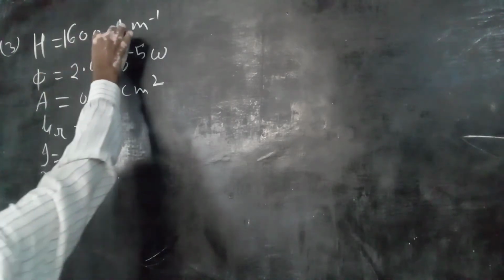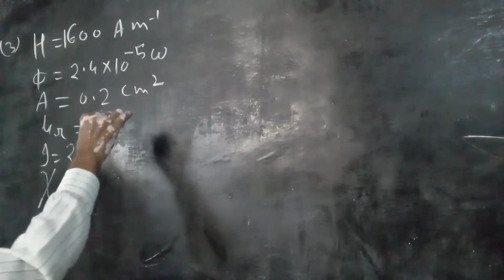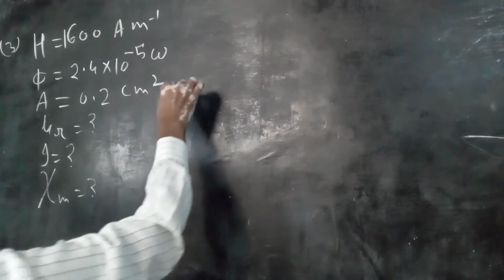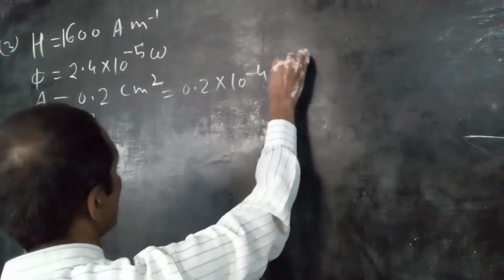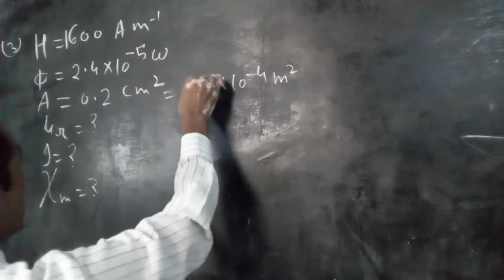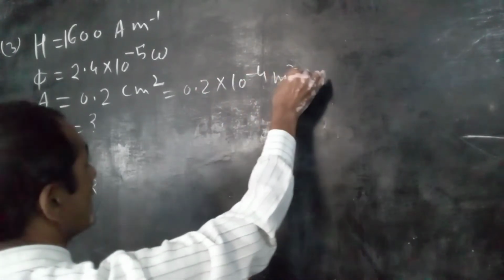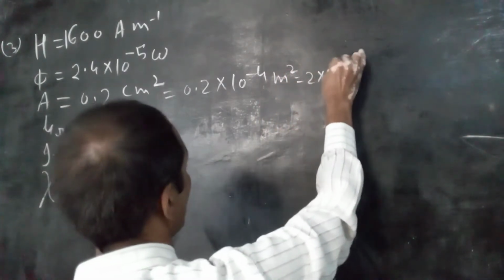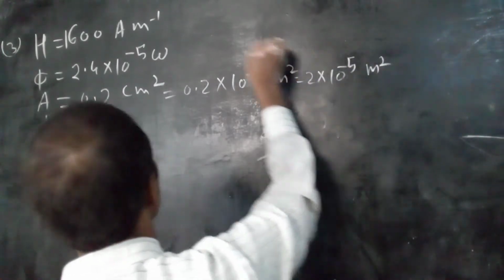So these quantities are in SI system. This is in CGS system. Change it into SI. To change centimeter square into meter square, we multiply this by 10 to the power negative 4 meter square. So shift the decimal one place right, then you get 2 into 10 to the power negative 5 meter square.